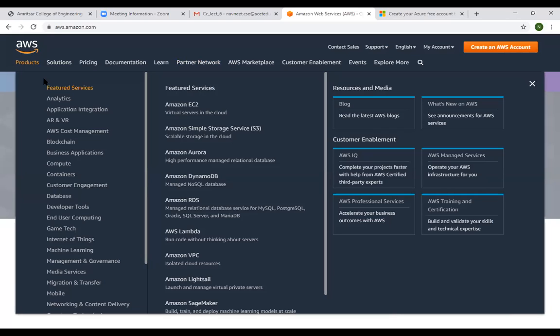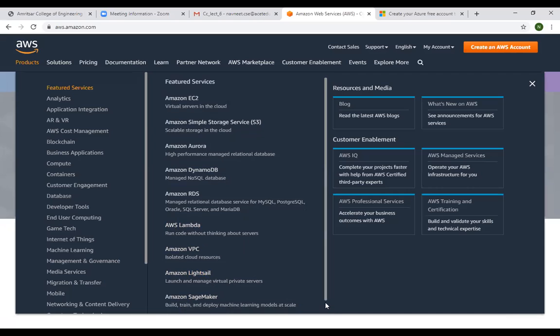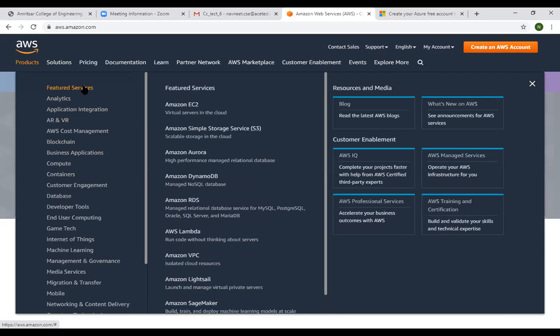The featured services means the core services that are being used by various customers or organizations, and very much popular among the developers. So featured services include Amazon EC2 virtual servers in the cloud, Amazon Simple Storage Service, as I have discussed with you, that is called S3 service. Amazon Aurora High Performance Managed Relational Database, Amazon DynamoDB, Amazon RDS Relational Database Service, AWS Lambda for running code without thinking about servers, Amazon VPC Virtual Private Cloud, Isolated Cloud Resources, Amazon Lightsail, Amazon SageMaker, and many more. These are the featured services.